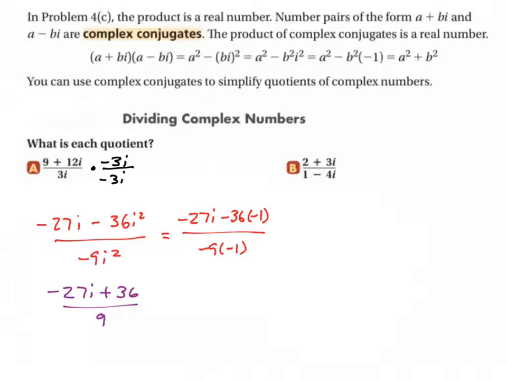36 is divisible by 9, and I'm going to go ahead and reorder this. 36 divided by 9 is 4. 27 divided by 9 in this case is just 3, so this becomes 4 minus 3i.